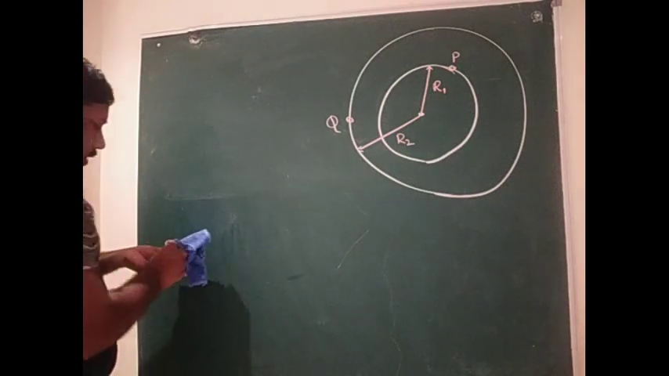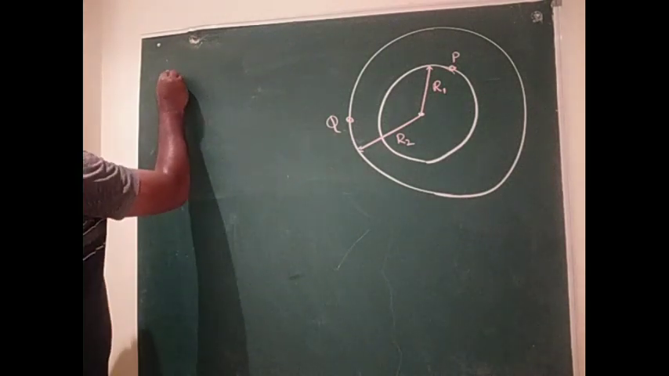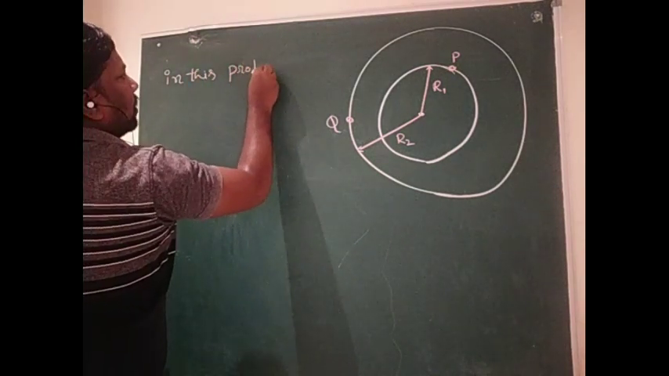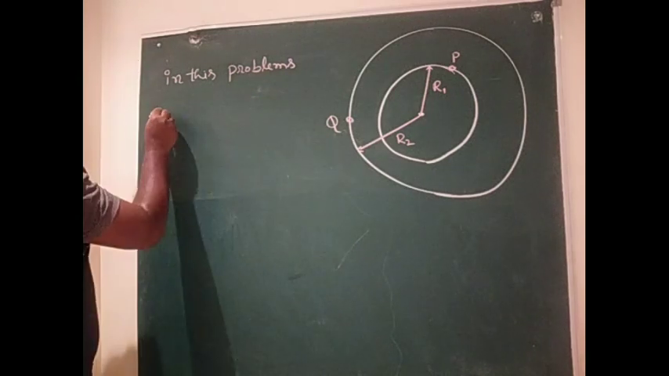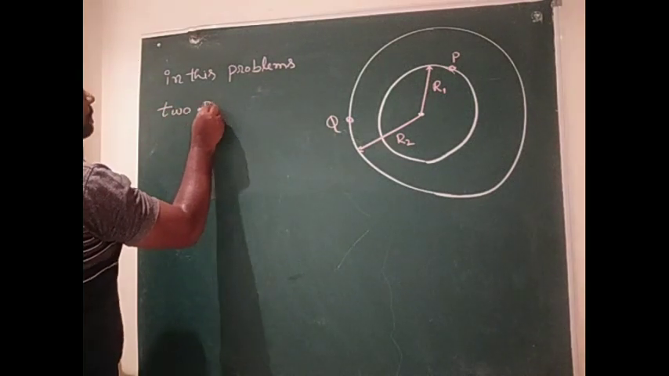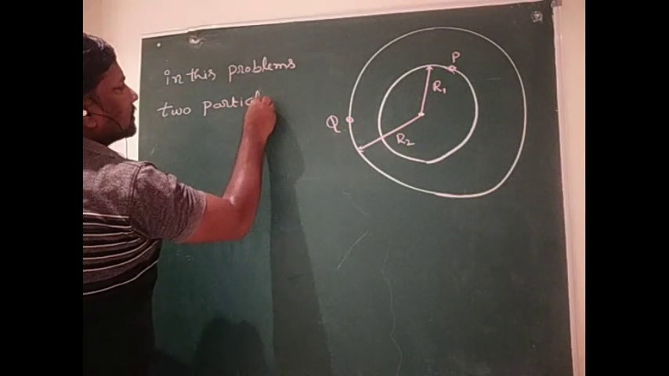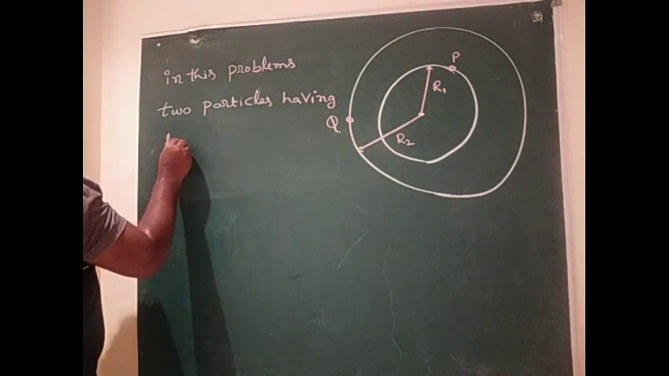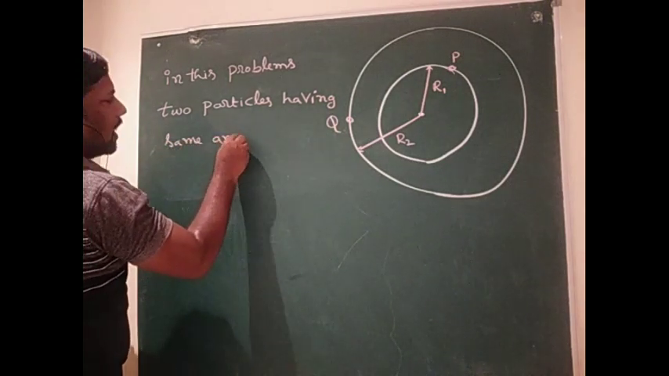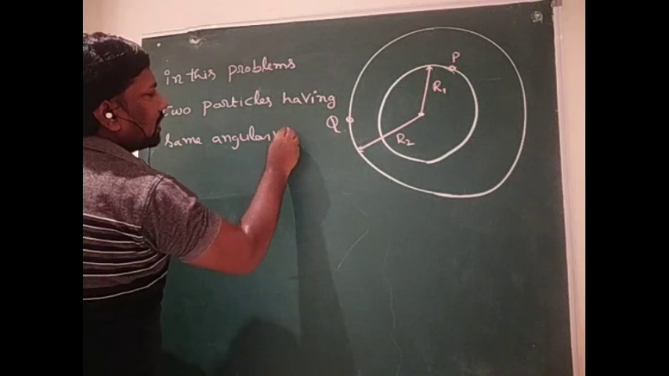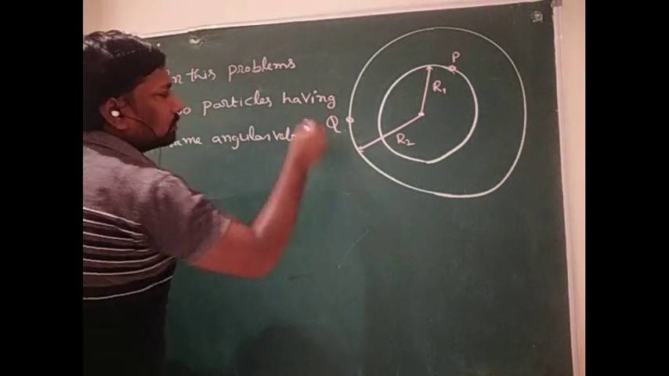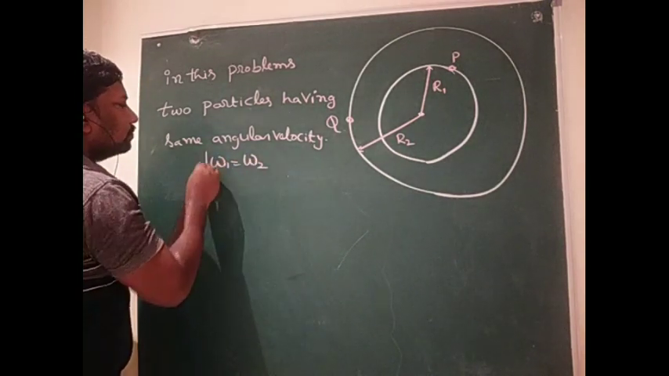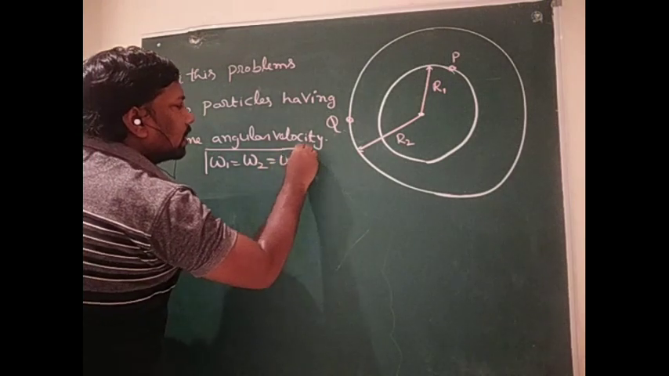So here in this problem, the two particles have the same angular velocity. So here omega 1 is equal to omega 2. So that is the omega.